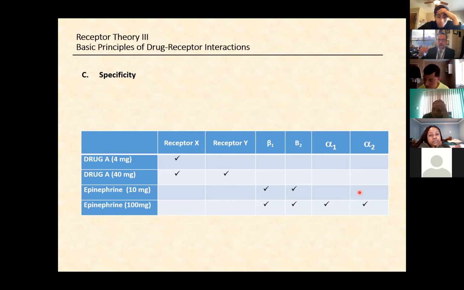Okay. When we bump the dose up to 100 milligrams, now epinephrine is interacting with both adrenergic receptor families, not just the one from your part of the country that you're from, but also the ones that you're not, from the part of the country that you're not from.